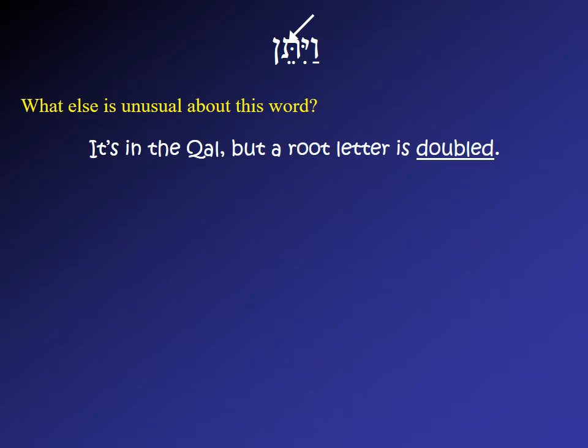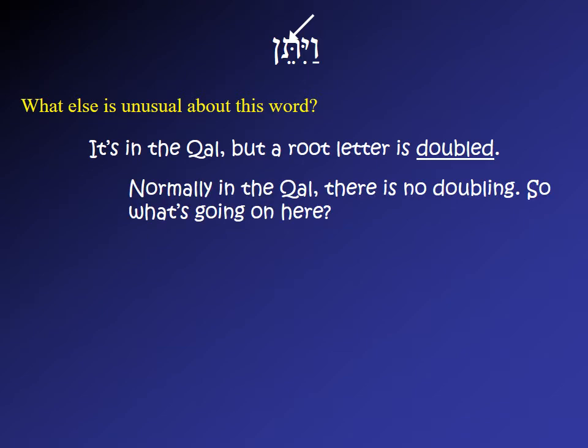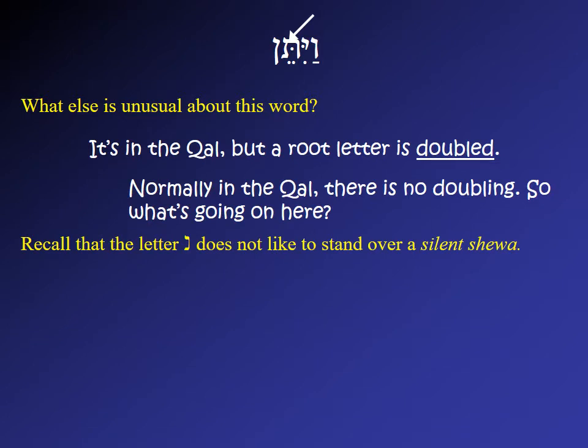Now we've got something else that's unusual with this word. It's in the cow, as indicated by the vowel under the prefix, but yet we have a doubled root letter. So this is an unusual form. Normally, as you know, the doubling of the root letter is reserved for the PL. So here, when we see doubling in the cow, we have something we need to explain.